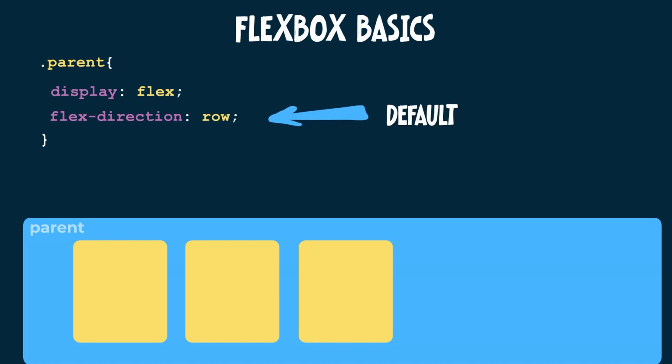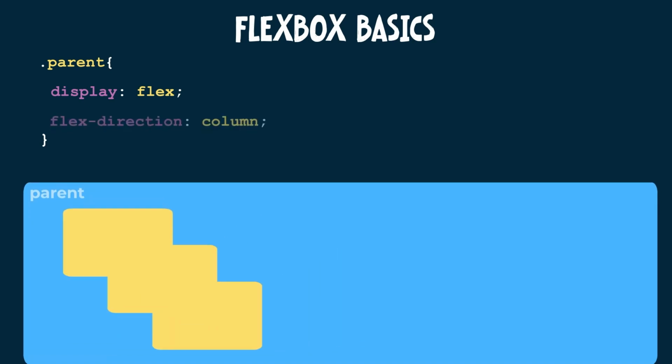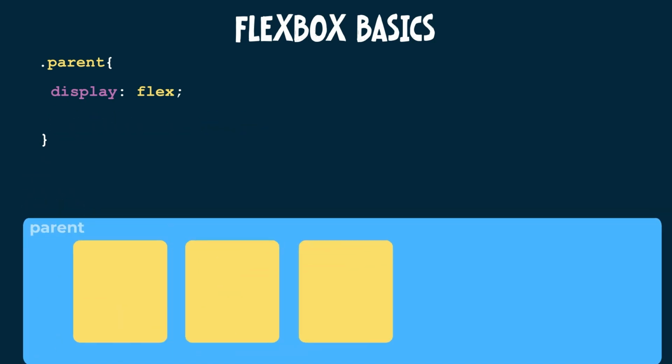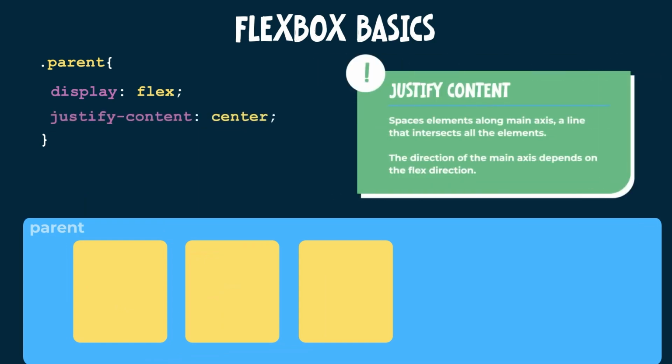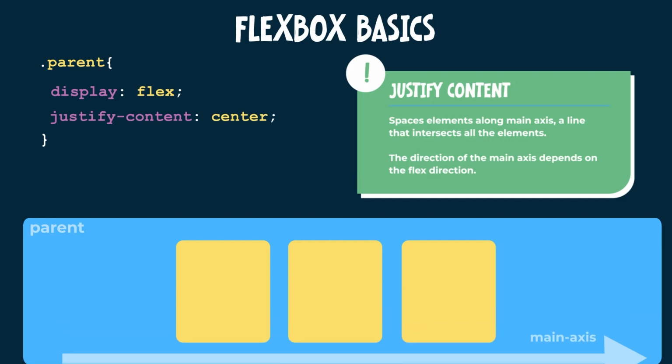This is the default behavior, so even if we do not specify this, the flex direction is automatically set to being a row. We can also modify it to have a flex direction of column to place them on top of one another, but for now we will just use the default direction of row. To center our elements horizontally, we set the justify content property to center. The justify content property here allows us to modify the space distributed along the main axis. And the main axis is just a line that cuts through all of our elements, a horizontal one in this case, since our flex direction is set to row.